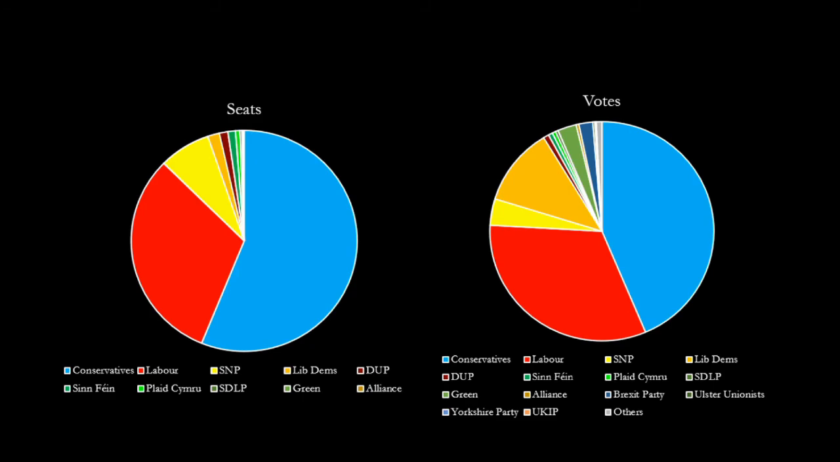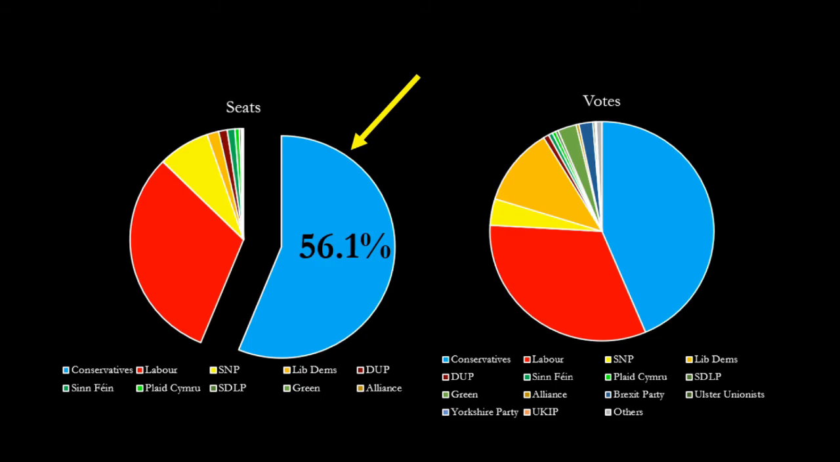Just completely non-proportional. Look at the Lib Dems. Obviously, the Lib Dems always get shafted, which makes me sound like a Lib Dem moaning, but they do. They do always get shafted. But whatever. Apart from in 2010, where they miraculously... I'm tangenting. Just looking at it makes you see first past the post. Just look at this. They have 56.1% of the seats with less than 50% of the vote. It baffles me. It just baffles me.